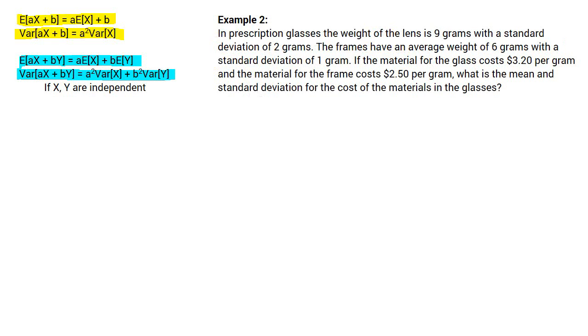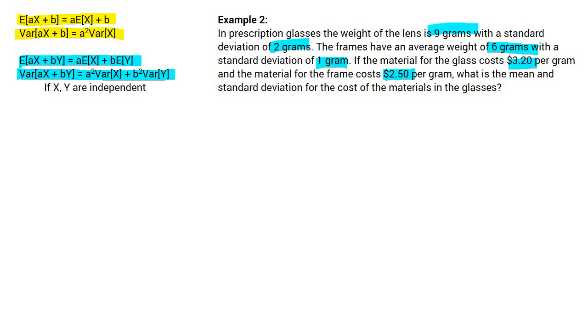Right, let's have a look at an example for the second group of formulas. These are for when we're adding two distributions together. In prescription glasses, the weight of the lens is 9 grams with a standard deviation of 2 grams. The frames have an average weight of 6 grams with a standard deviation of 1 gram. The material for the glasses costs $3.20 per gram, and the material for the frame costs $2.50 per gram. What is the mean and the standard deviation for the cost of the material in the glasses?